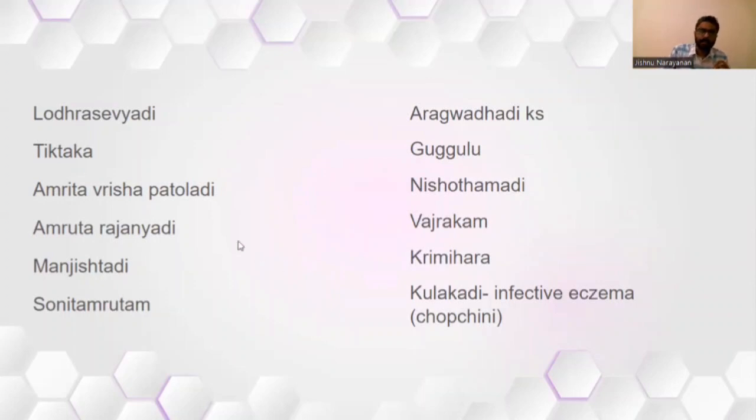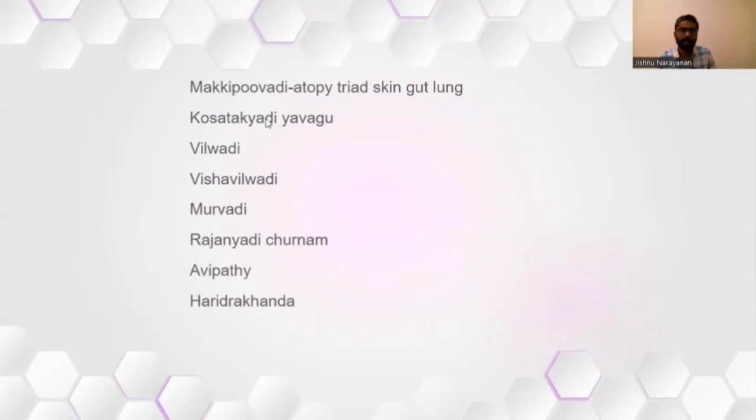Nishottamadi, Vajragam, etc. So from Pitta, you can slowly come down to see the Amrita Rajanyadi, Manjishtadi kind of Pitta Kapha Hara yogas, Shonidamridam Maragudhadi kind of Kapha Pitta Hara yogas, Gugulu preparations and Nishottamadi kind of more Kapha Vata Hara yogas like Vajragam, and completely Kapha Pradhana Kapha Hara yogas like Kulagadi, Pradoshahara yogas like that. The individual effect of these yogas can be assessed and can be used in the treatment of eczema.